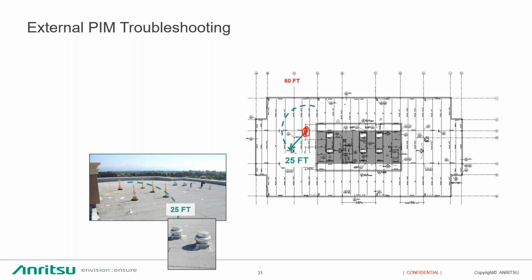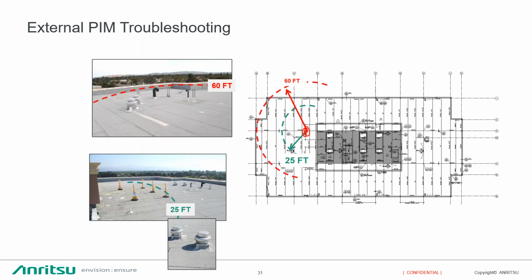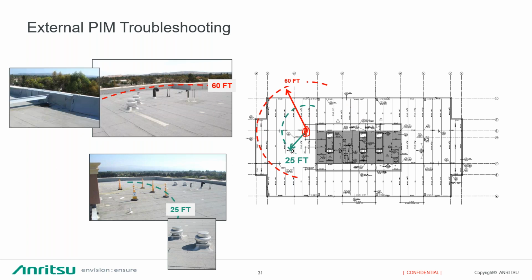If you've got an area where maybe it's further out and you've got a 60-foot distance to PIM number, now you're looking at something further out, and you might see some metal casings that might have oxidized, or some metal on the edge of the wall on the rooftop that might have oxidized.